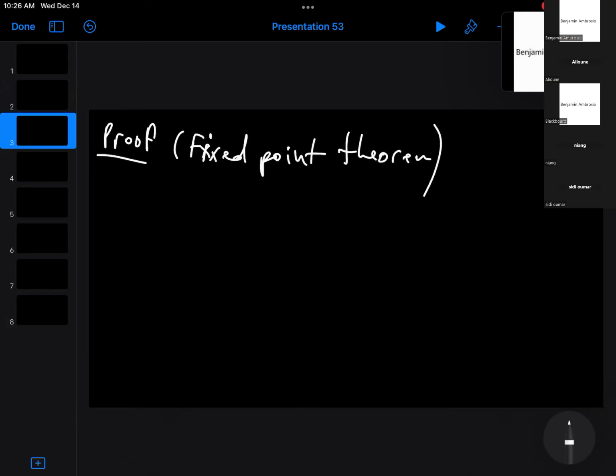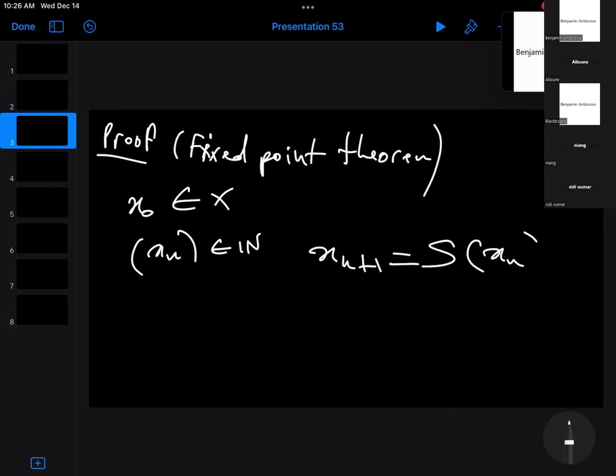So let's do the existence. Let's start with X0 in X, and let's consider the sequence Xn defined by Xn plus 1 equals S of Xn. Under the assumptions, we are going to prove that, in fact, Xn is a Cauchy sequence, and therefore, since X is complete, it converges to a point X star, and in fact, X star is a fixed point.